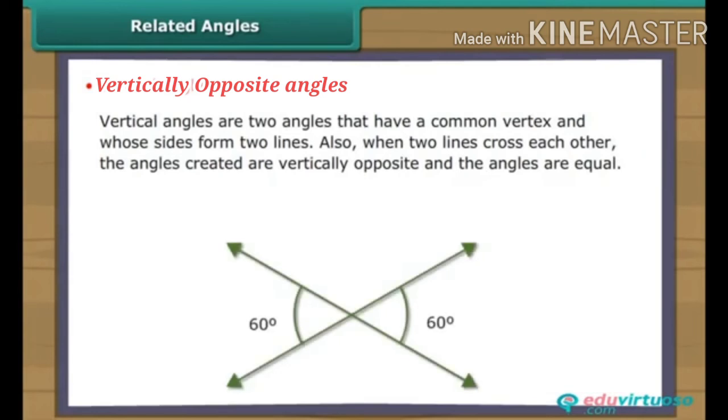Vertically opposite angles. Vertical angles are two angles that have a common vertex and whose sides form two lines. Also, when two lines cross each other, the angles created are vertically opposite and the angles are equal.